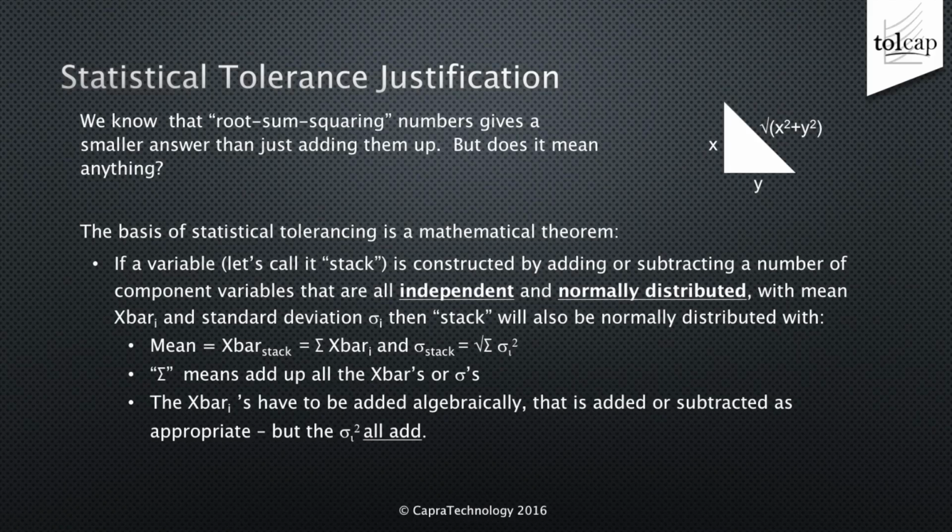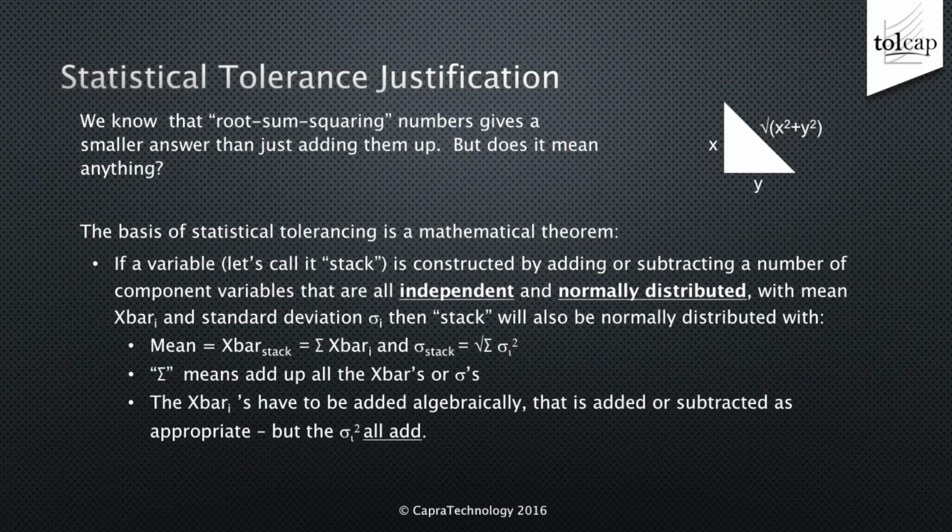The basis of statistical tolerancing is, as I said, a mathematical theorem. Suppose we want to make up a variable, let's call it a stack, constructed by adding or subtracting a number of component variables that are all independent. That means the value of one variable is not in any way related to any of the others. And further, suppose the probability of finding a particular value of the variable obeys a normal or Gaussian distribution with mean x bar and standard deviation sigma i.